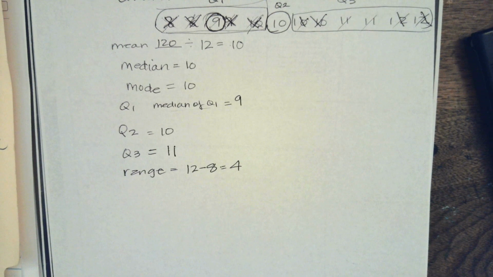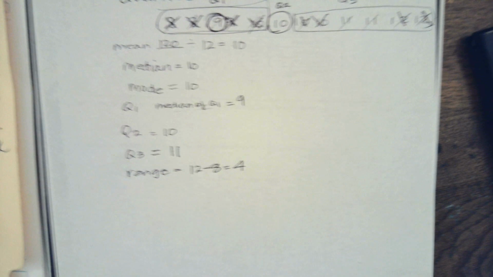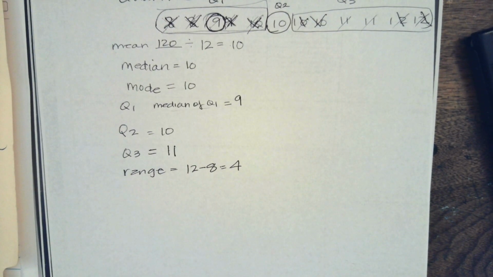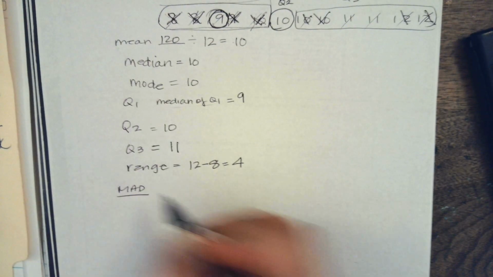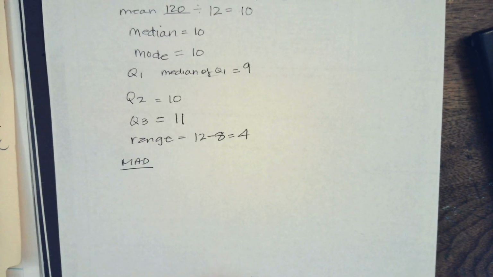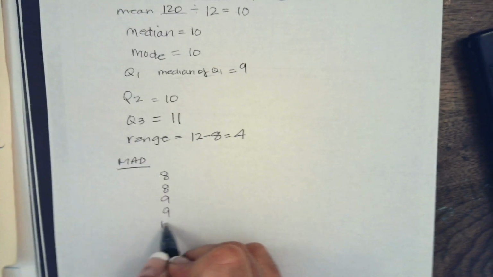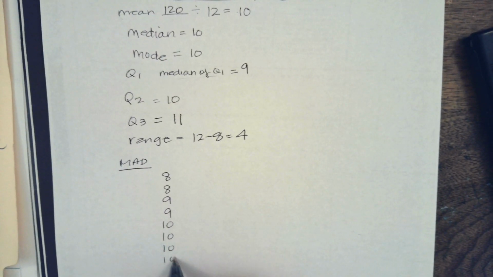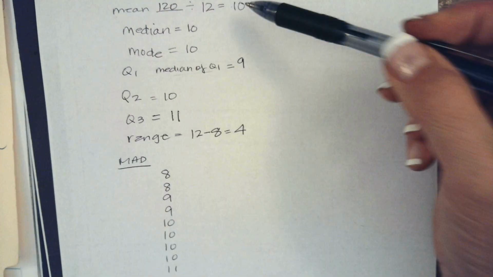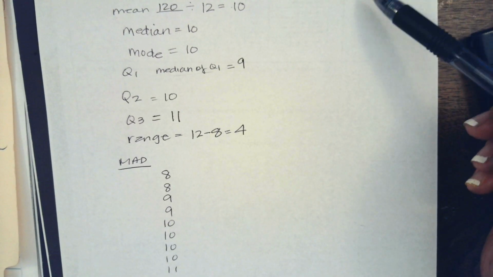And then here's something. Did you learn MAD? Maybe. Okay. So, here is how you figure it out. You take your numbers and you write them out going this way. And you make sure you got them all correct. 9, 9, 10, 10, 10, 10, 11, 11, 12, 12.